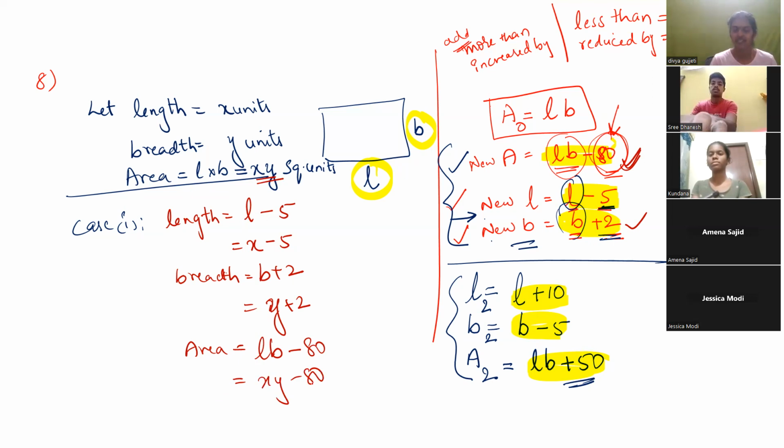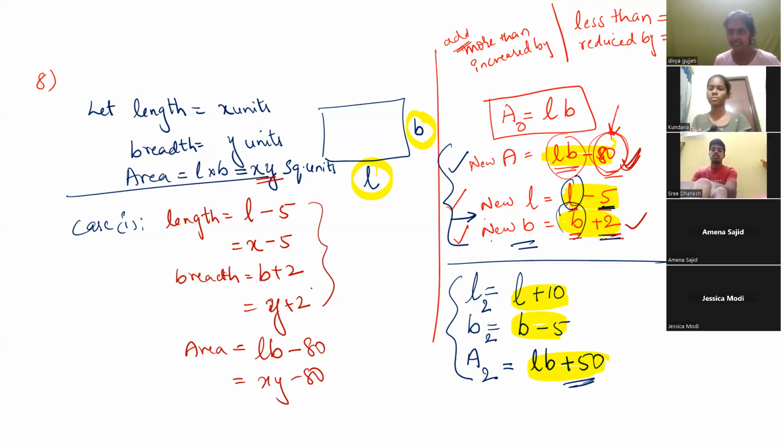But can you find the area here also? You have length and breadth here also, isn't it? So what is the formula for area? Here also length into breadth. Length is x minus 5 into breadth is y plus 2. Did you all understand this? Please have a look. So length into breadth I have done, and this length into breadth equals the original area minus 80. Got it? Here also I can calculate length into breadth, which gives me the area of the new rectangle.